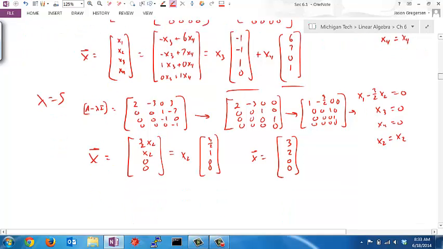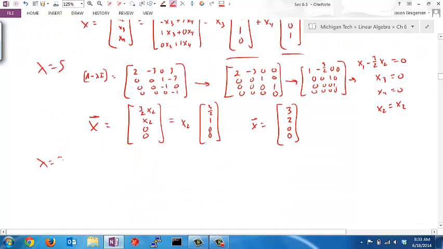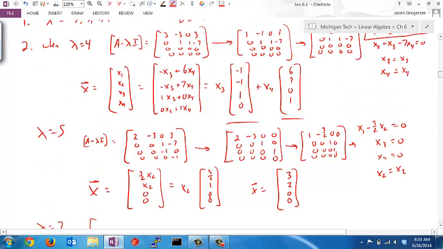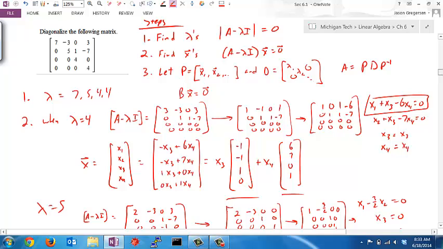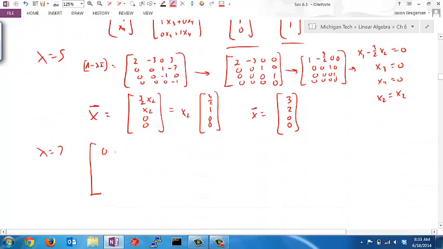All right, so that's that one. Then we go to lambda equals 7. All right. We have 0, negative 3, 0, 3. 0, see it was a 5 here, so when I subtract 7, I'll get a negative 2. 1, negative 7. This was a 4. When I subtract 7, I will get negative 3. And we'll get a negative 3 there as well. So that's me just subtracting 7 on the diagonals.